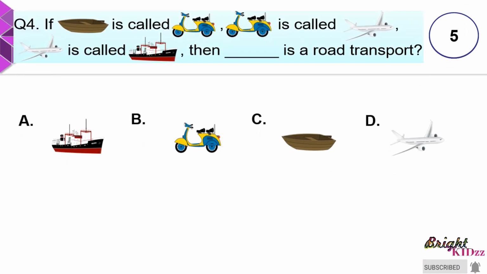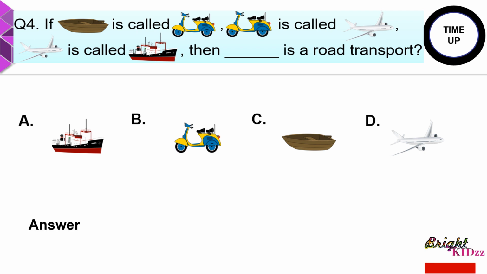If boat is called scooter, scooter is called aeroplane, aeroplane is called ship, then dash is a road transport. Answer D. Aeroplane. Here, of all the items given in this question, scooter is the only thing which is road transport. So scooter is called aeroplane. So here aeroplane will be road transport.